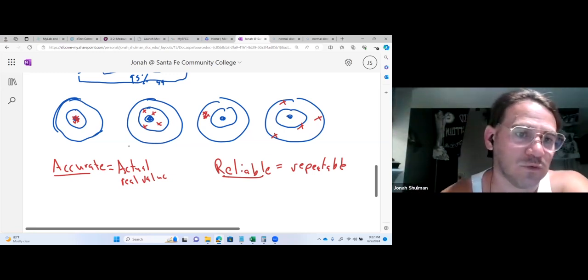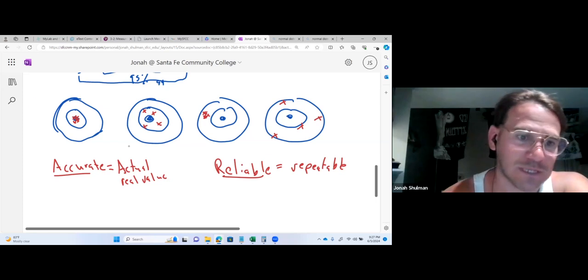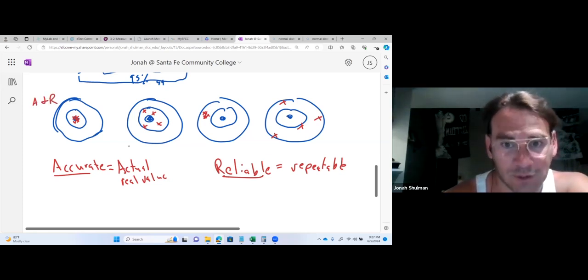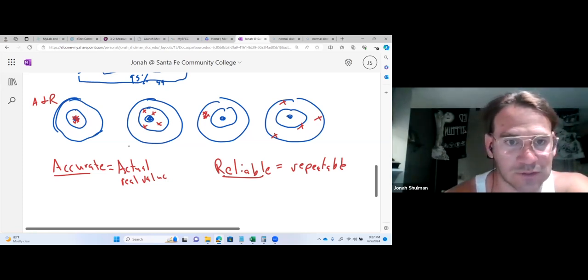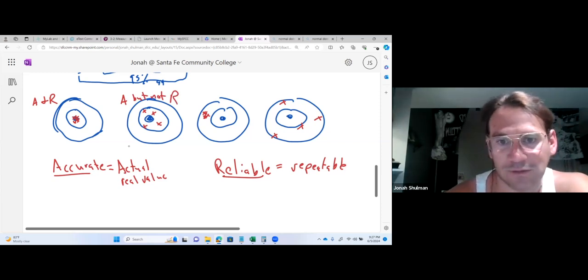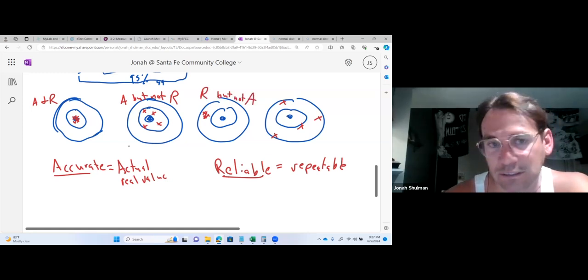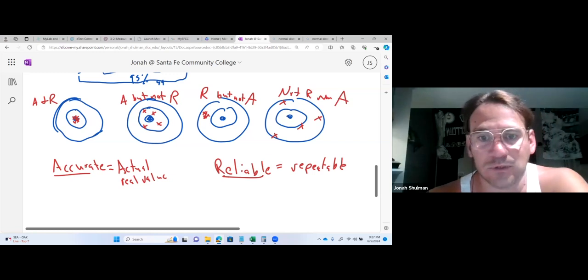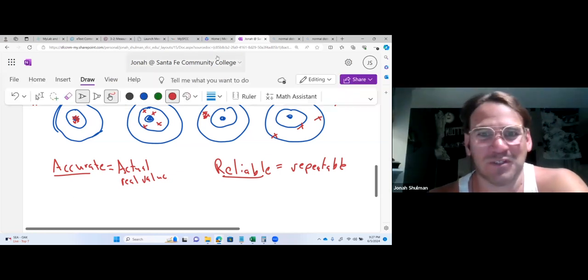So this first one, we're hitting the same thing and it's on target. This is accurate and reliable. This one, we're pretty accurate. We're close to it, but are we reliable? No. So this is accurate, but not reliable. This one, we are reliable. We're hitting the same point, but are we accurate? No. So this one's reliable, but not accurate. And finally, this one's neither. Not reliable nor accurate. Hopefully that helps you visualize what these words mean.